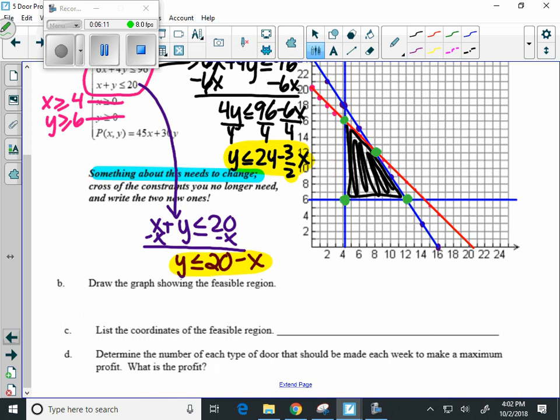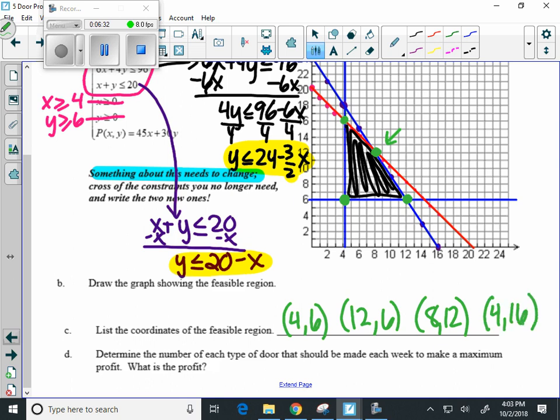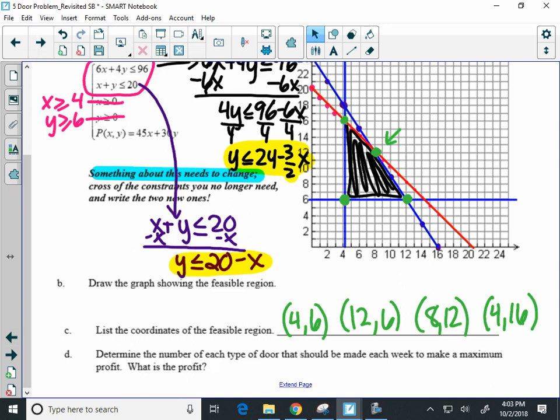So the first point is down here at 4, 6. The next point happens at 12, 6. These are going to be different points, by the way, than what you did in your group work. This point up here is at 8, 12. And finally, the last point looks like it's at 4, 16. Now, at one of those vertices is where you're going to answer the question, how many doors?